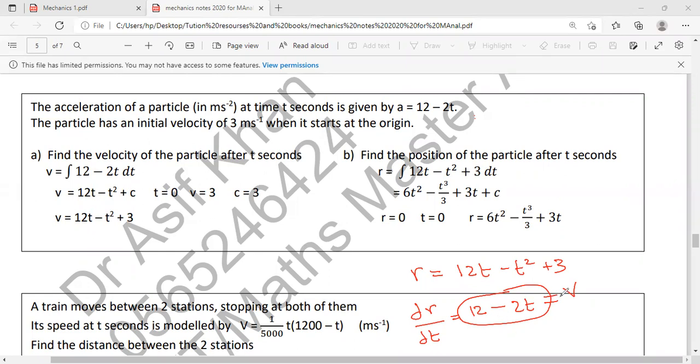v मैंने बोला, given, v is equal to 12 minus 2t. Now we have to find acceleration. ये velocity given की हुई है, हमें acceleration निकालना है. Then what you will do? Derivative of velocity with respect to time, dv over dt.